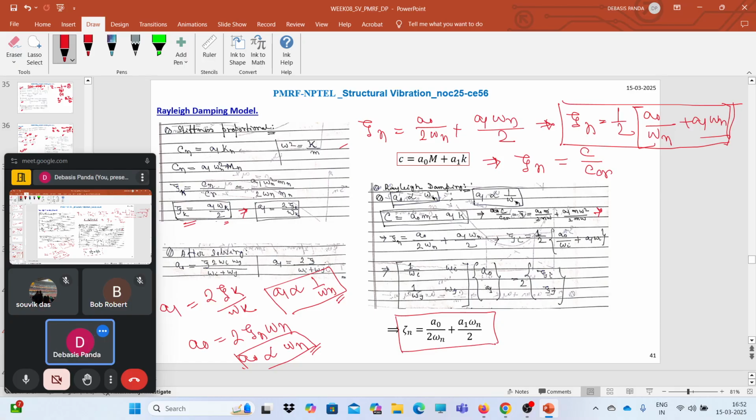Here you can see zeta n is equal to A naught by twice omega n plus A1 omega n by 2. So for example, we have a 2 degrees of freedom system. The first natural frequency omega n is 2, say the second natural frequency omega n is equal to 4 rad per second. Now calculate the damping ratio zeta 1 as per the Rayleigh damping model. We can easily calculate it.